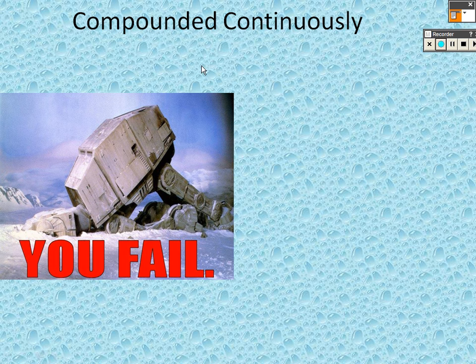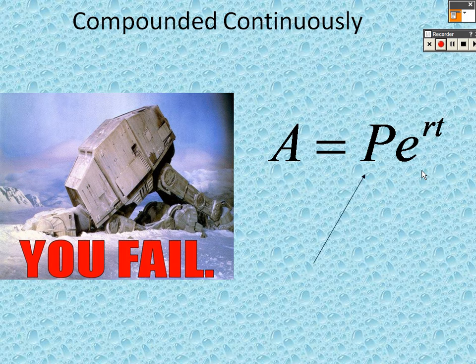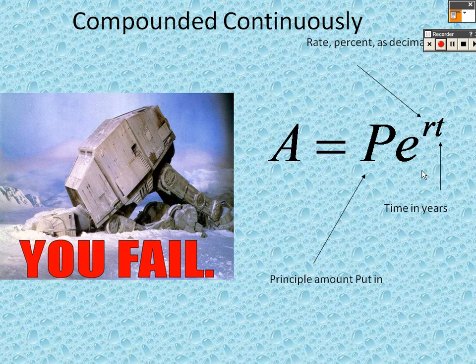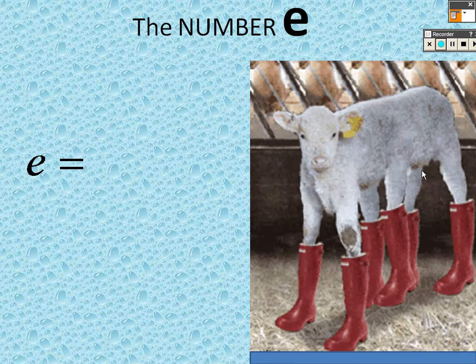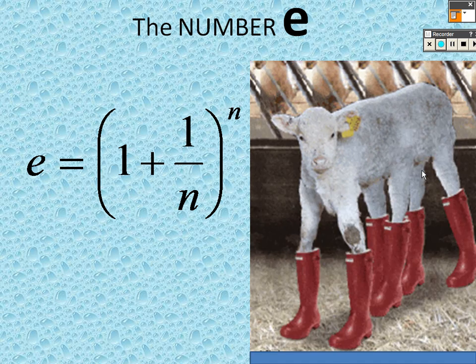And that is called continuously compounded, and that's what this e is. The e is an actual number, so it's not a letter to plug in a value for. The P stands for the principal, the money you put in. R still stands for rate. T still stands for time in years. The number e is this right here.